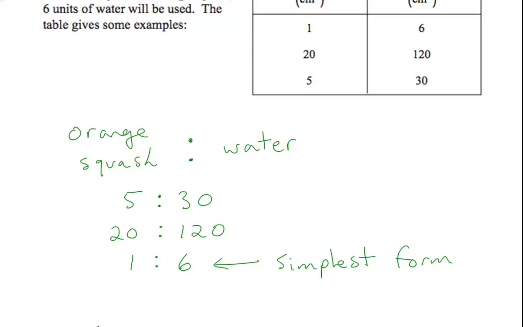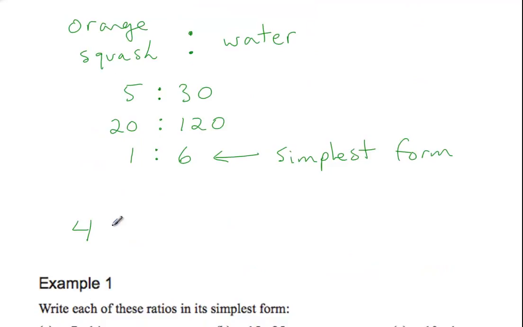So if we had something like 4 to 10, we could reduce this down to find the simplest form. If we want to make the 4 a 1, we would divide that by 4. If we want to make the 10 its lowest form and maintain the ratio, we would divide that by 4 as well. So 4 divided by 4 is 1, right? That's the whole point. This makes it the simplest form because there's a 1, and 10 divided by 4 is 2.5. So 1 to 2.5 is equivalent to what we had originally, which was 4 to 10. So these right here are equivalent ratios.